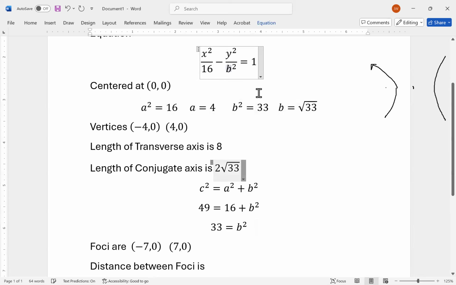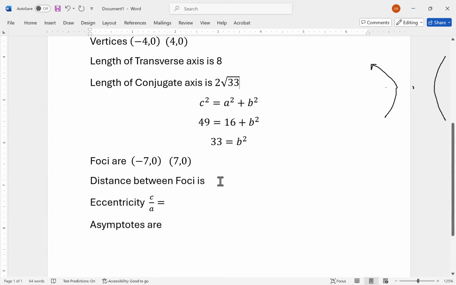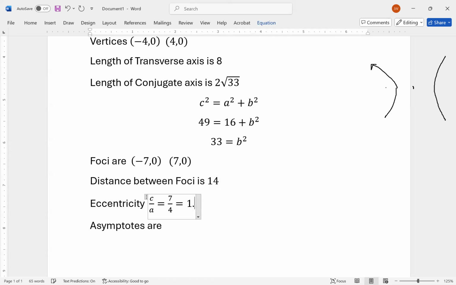Now I know what my equation is exactly. x squared over 16 minus y squared over 33 is equal to 1. Be careful not to square that 33. By the way, the distance between the two foci is 14. That's double 7. Eccentricity, which is c over a. Well, that c was a 7, a was a 4, so the eccentricity is 7/4, which is 1.75.